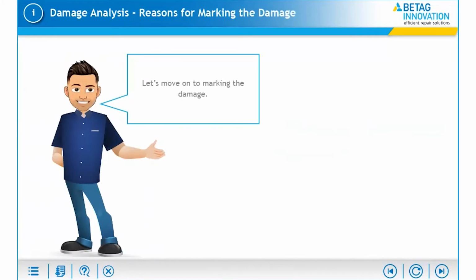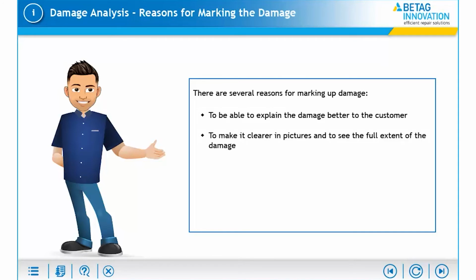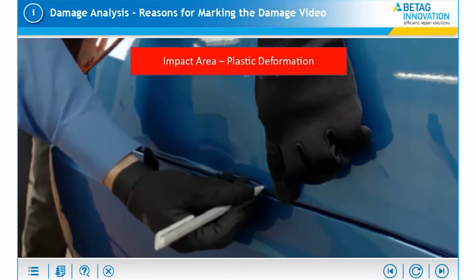Now let's move on to marking the damage. Here, we will learn how to mark up the different areas of the damage. There are several reasons for marking up damage. To be able to explain the damage better to the customer. To make it clearer in pictures and to see the full extent of the damage. To improve the communication between the estimator and the technician with regards to the extent of the damage. To be able to calculate the repair cost. To help create a repair plan. Let's look at how this is done.